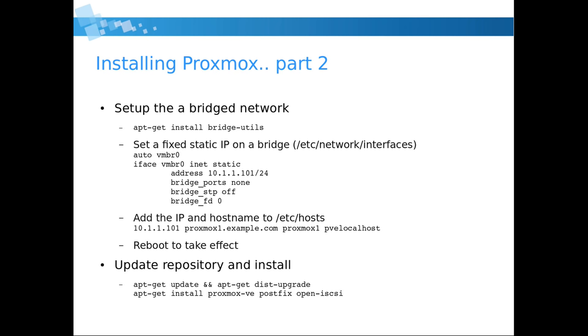set up bridge networking. Now, in the newer version of Proxmox, you can actually configure the bridge networking in the UI as well, but I like to do it in advance. So the bridge network is, as these virtual machines are coming up, they're going to go to a virtual bridge, and that's how they're going to communicate in and out to your actual Ethernet interfaces. Set that up. Add the IP and host name.